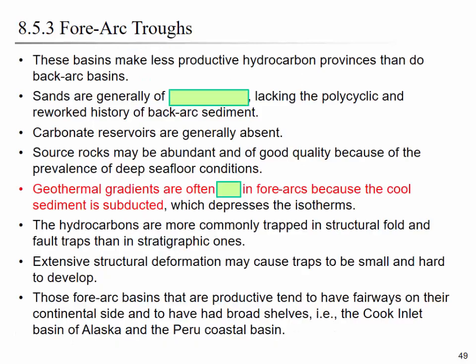These basins make less productive hydrocarbon provinces than do back arc basins. Sands are generally of poorer quality, lacking the polycyclic and reworked history of the back arc basin. Carbonate reservoirs are generally absent, and source rock may be abundant and of good quality because of the prevalence of deep sea floor conditions. But the geothermal gradient is often too low because the cool plates being subducted depress the isotherms. The hydrocarbons are more commonly trapped in structural fault traps than in stratigraphic ones. Extensive structural deformation may cause traps to be small and hard to develop.